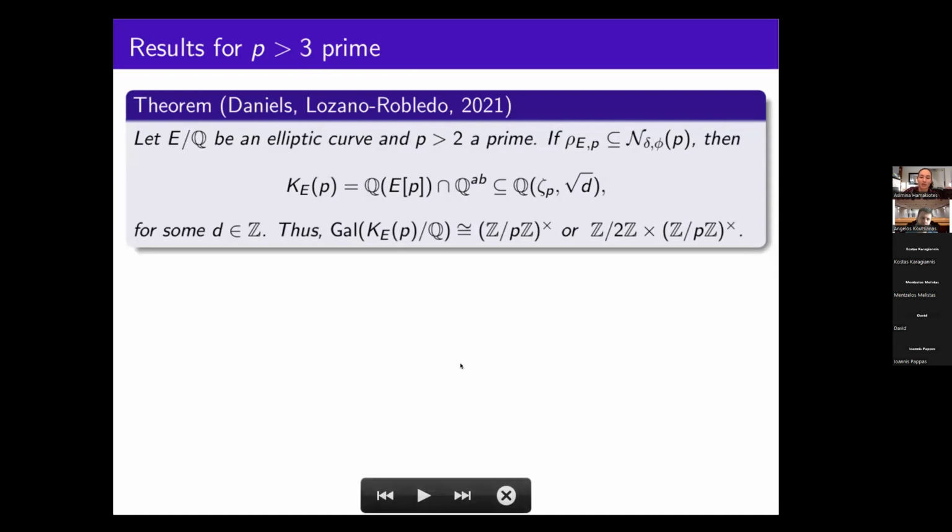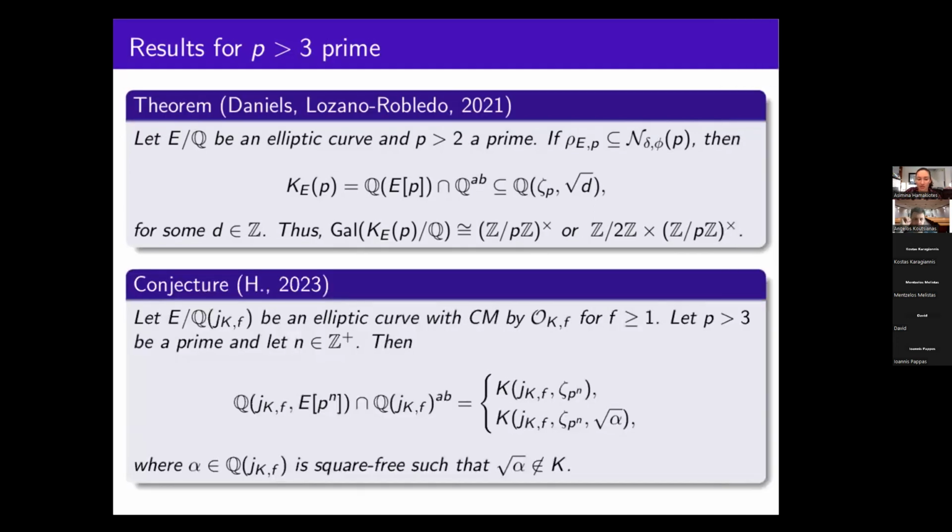But the first result is just for an elliptic curve over Q with a prime greater than 2. Daniels and Lozano-Robledo have shown that in this case, just for p, the maximal abelian extension is Q adjoin ζ_p and a square root of D for some integer D. And these are the possible Galois groups. They just do this for one prime, they don't do it for the whole prime tower, and this is only over Q. So my goal is to do this for the whole prime tower and also over number fields.